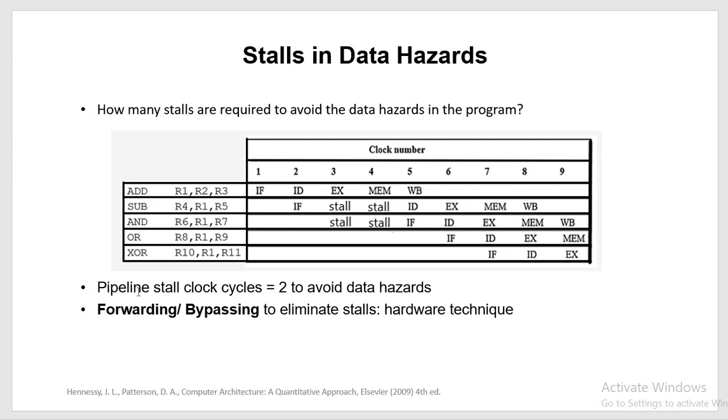So the number of stalls which will be introduced in the pipelining due to the non-availability of the result, or due to the data hazard, will be 2. If we introduce the 2 stalls, then the data hazard can be avoided. This is one way. Now, is there any other solution, or will we have to introduce stalls for every execution? Do we have any other solution?